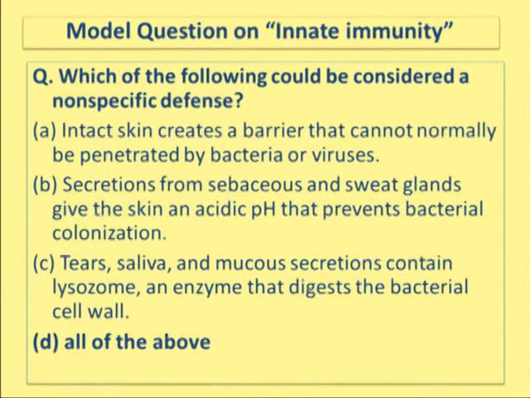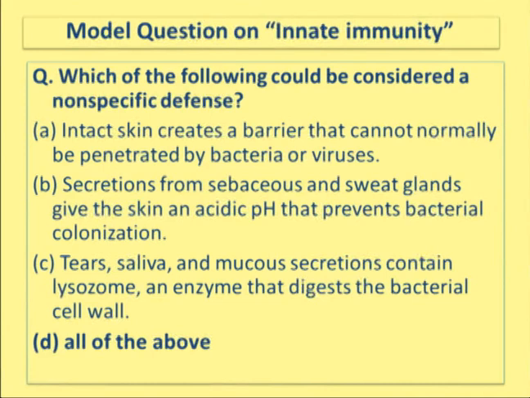Now there is a question: which of the following could be considered a non-specific defense? Option A, intact skin that creates a barrier that cannot normally be penetrated by bacteria or viruses. Option B is secretion from sebaceous and sweat glands that gives the skin an acidic pH that prevents bacterial colonization. Option C is tears, saliva and mucus secretions that contain lysozymes. And we know that lysozymes are the enzymes that digest the bacterial cell wall. Here, the right option is D, all of the above.